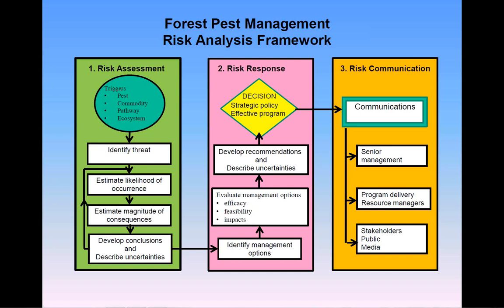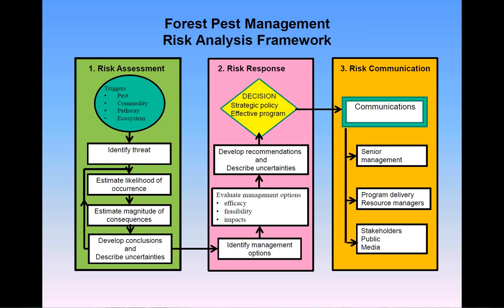So you develop your conclusions and you describe uncertainties around that. And that's a key point, to describe those uncertainties, because that's where people who don't want to spend the money on something will say, well, you don't know this, you don't know that, so maybe we shouldn't do anything. But often if you describe those uncertainties right up front and say, I think mountain pine beetle is going to get here in 10 years or 15 or 20, but there's some uncertainty around that, then that becomes your research plan on how you reduce that uncertainty.